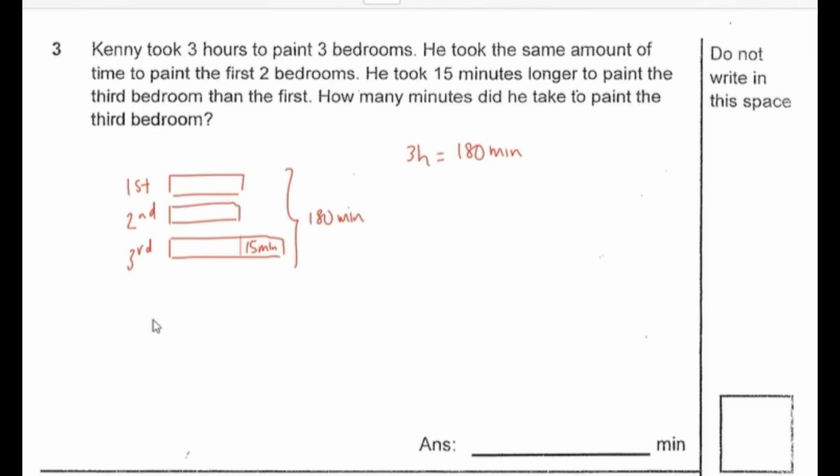So first 180, 3 units. 180 minus 15, 165. Then to find 1 unit, 165 divided by 3, 55. So to find the third bedroom, 55 plus 15. 70 minutes.